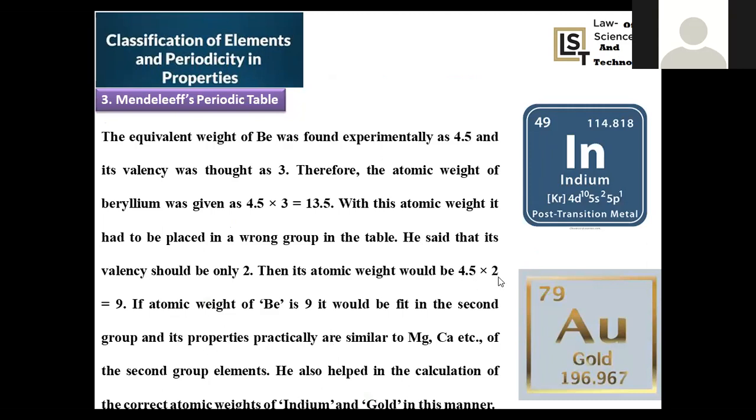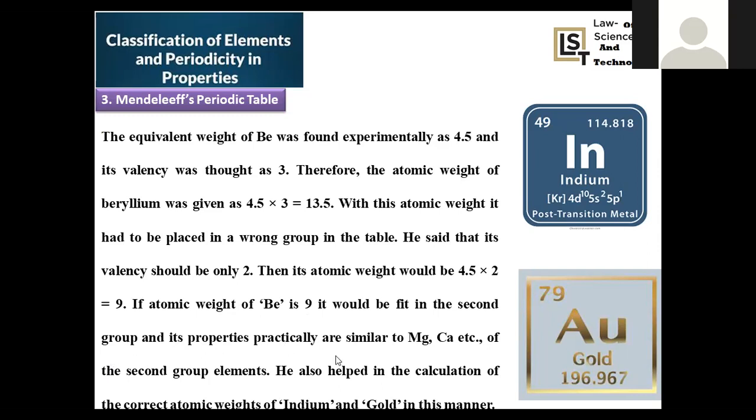So beryllium valency will be 2. That means it is able to form 2 bonds. Beryllium is a linear molecule. When you take beryllium chloride, the 2 chlorides will be on the same line, right? So that is a bivalent system. If the atomic weight of beryllium is 9, it fits in the second group only. Even in the modern periodic table, you can find beryllium in the second group itself. That is the correct position.